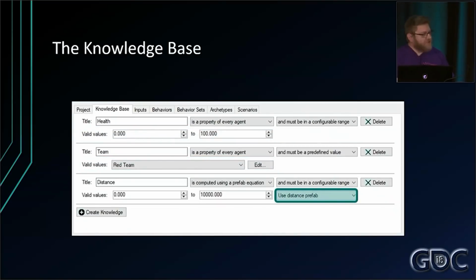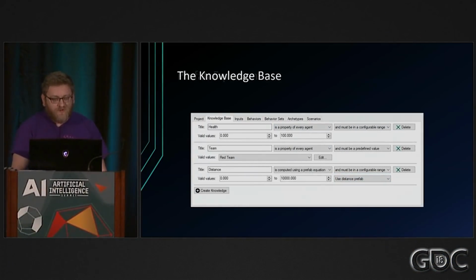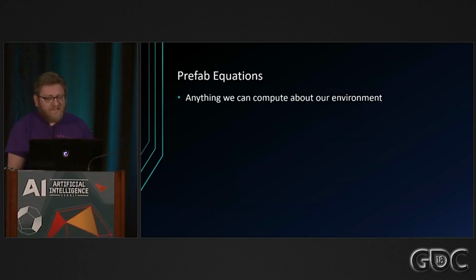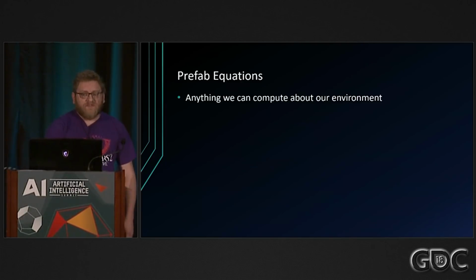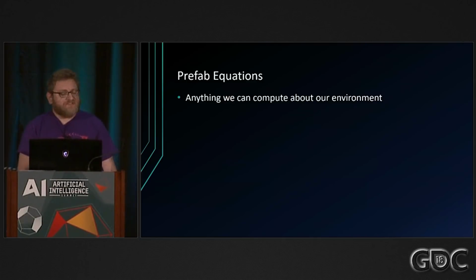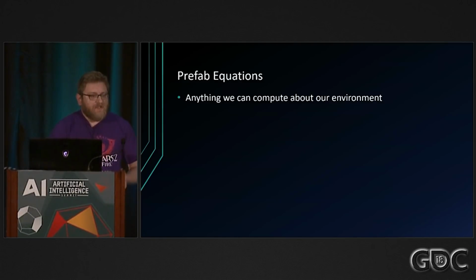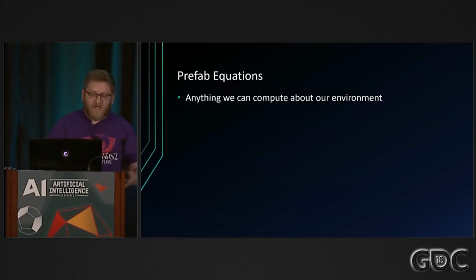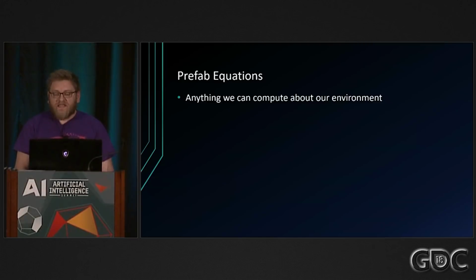Then down here we have this little use distance prefab dropdown, which is a nice little transition to why we do prefabs at all. So the idea is there are a lot of things that we can compute about the environment. We can compute distances, we can compute line of sight, we can do all kinds of great stuff. And we don't want to have to represent that as static data that a designer enters. This is stuff the simulation should be able to provide to us for free or small computational cost. And then the AI can reason about that information.